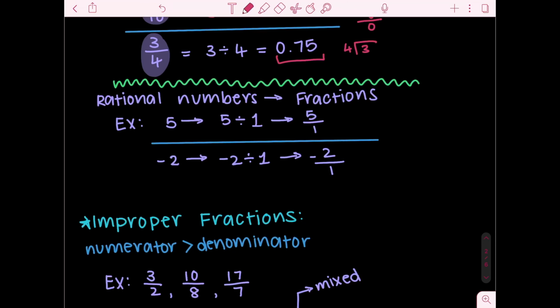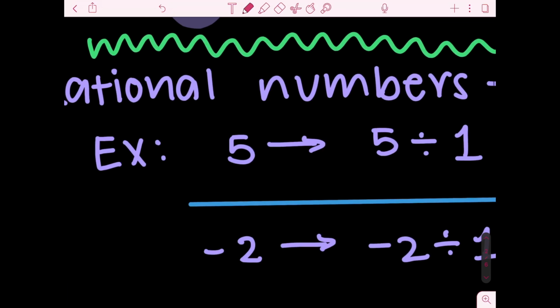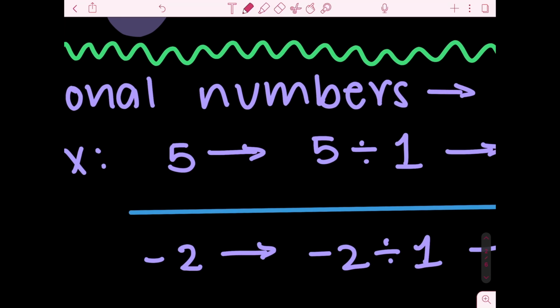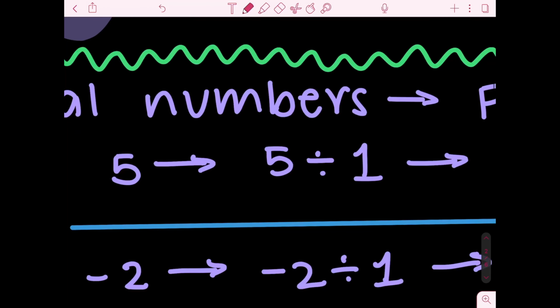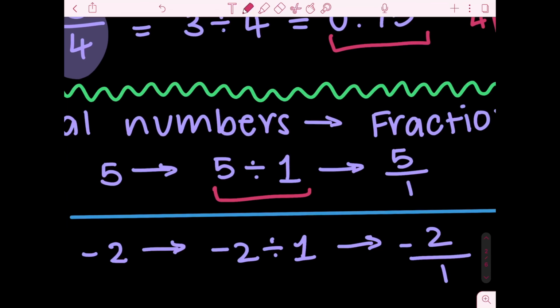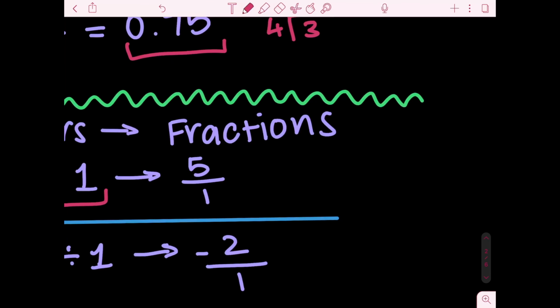Let's talk about rational numbers and how they can be converted into fractions. So you might not notice, but actually 5 can be converted into a fraction. The trick is that we have our denominator as 1. Now remember, if you divide anything by 1, the answer is equivalent to what you started out with. So if you started out with 4 divided by 1, the answer will be 4.